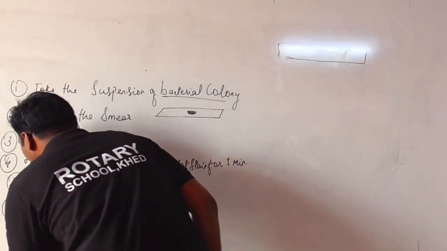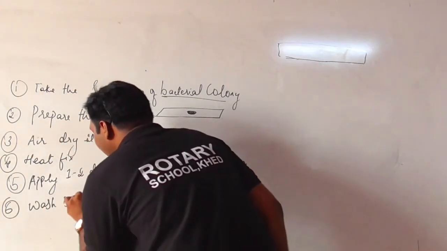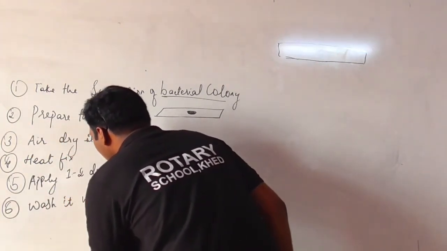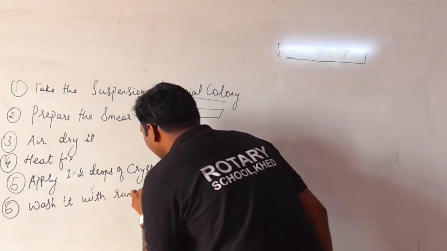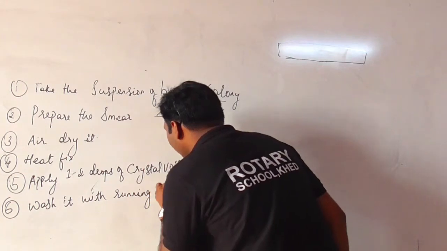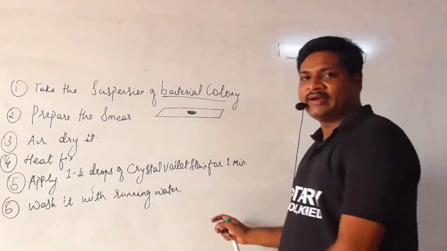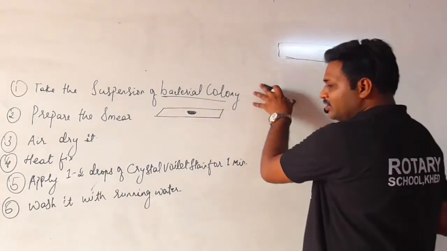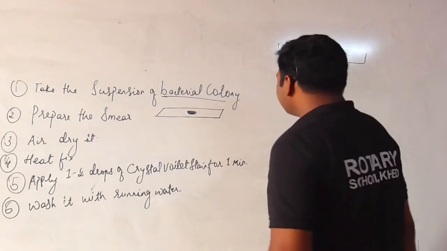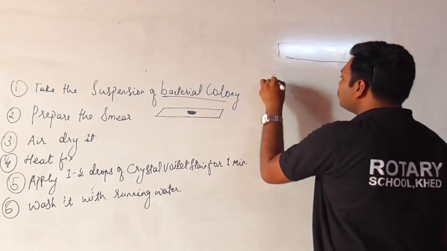Wash it with running water. What do you mean by running water? Running water means you can wash it under the tap. There is no need to maintain aseptic conditions here. Then, after washing it with the running water, we move to the next step.